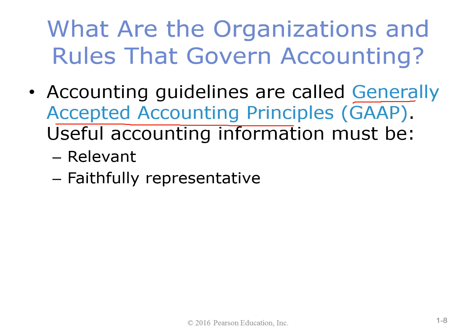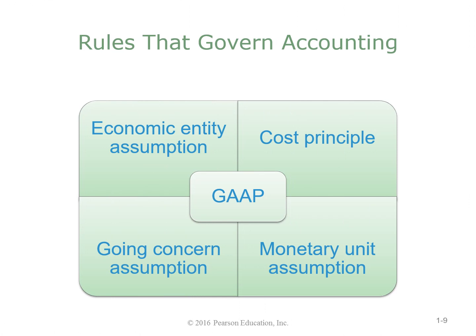At the same time, the information must be faithfully representative, which means it must be accurate, reliable, and true, because the users will depend on it in taking their decisions. For the rules that govern accounting, we have four main ones: the economic entity assumption, the cost principle, the going concern assumption, and the monetary unit assumption.